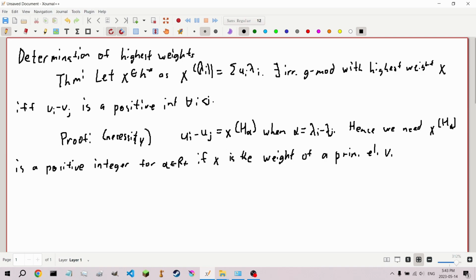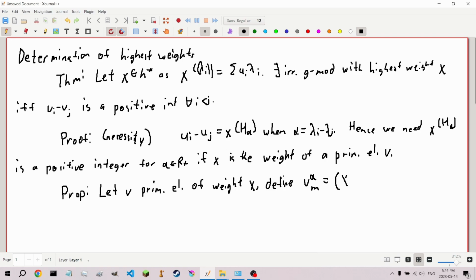And this is a proposition attached. Going to let V be a primitive element of weight chi, and then we're going to define V_alpha,m to be x_negative-alpha to the m times V over m factorial, for m greater than or equal to 0, where the m is just the mth iterate.